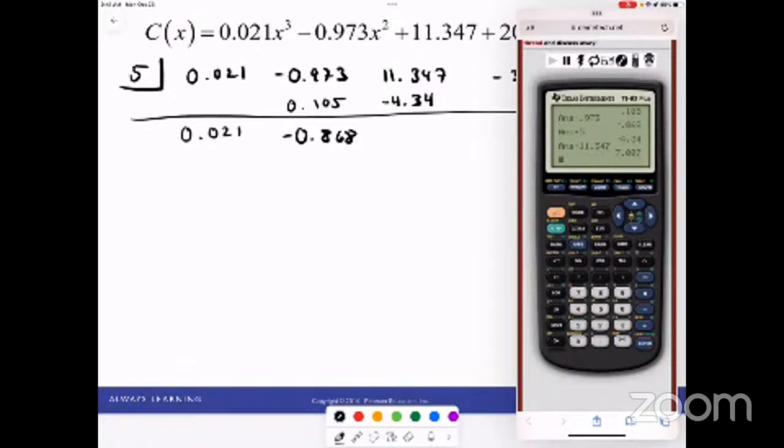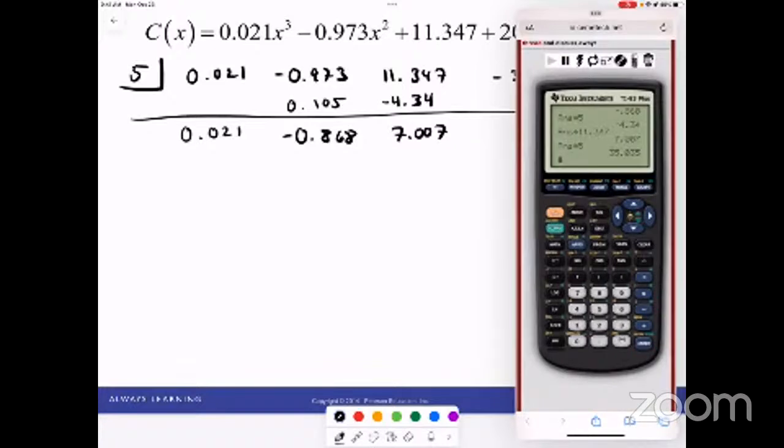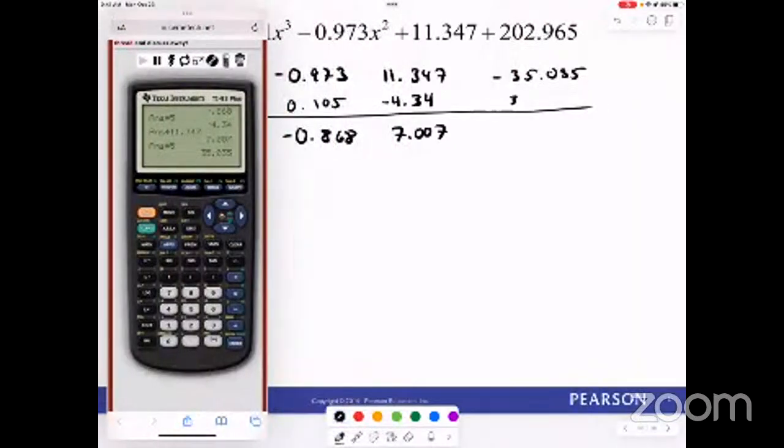So, yeah, that's right. 7.007. And then we're going to say times 5, 35.035, I mean. And so we get a remainder of 0, right? So that was confirming.